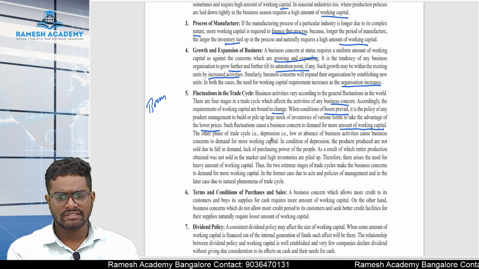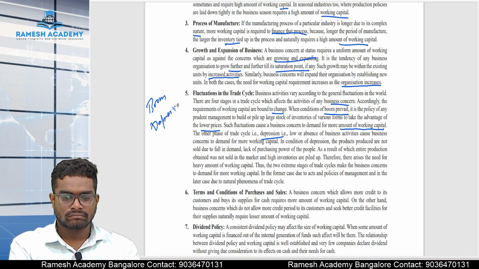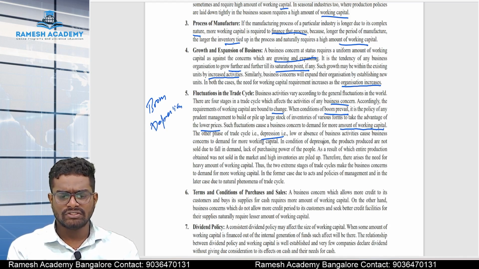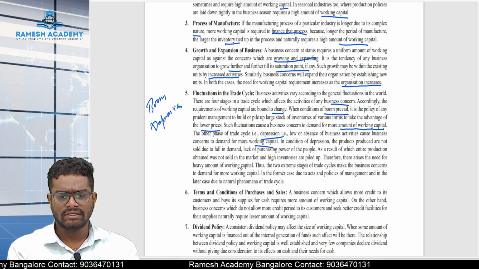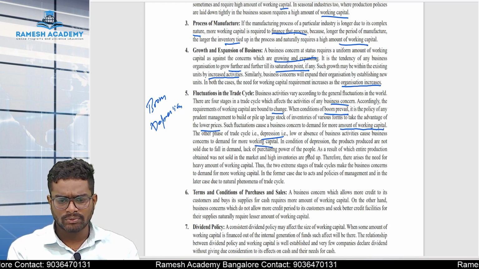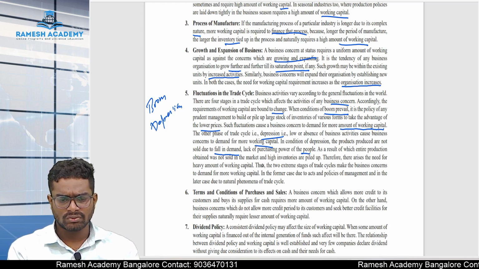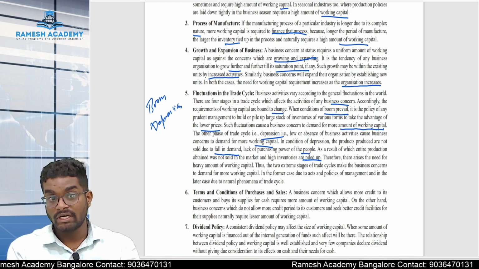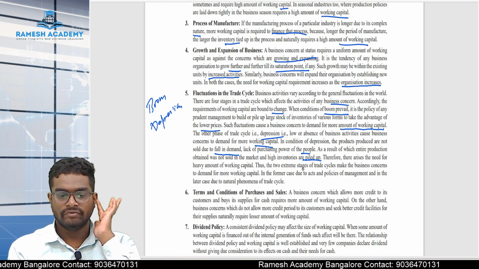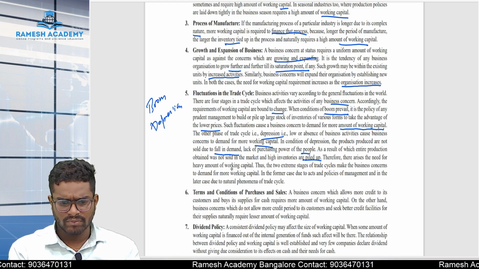The other phase of the trade cycle is depression, which means there is no demand at all. Low or absence of business activities causes the business concern to demand more working capital. In depression, the products produced are not sold due to the fall in demand and lack of purchasing power of the people. As a result, the entire production is not sold in the market and inventory is piled up. Here we have invested in the inventory, but there is no demand. Obviously, we are at a loser position. Therefore, there arises the need for a heavy amount of working capital.